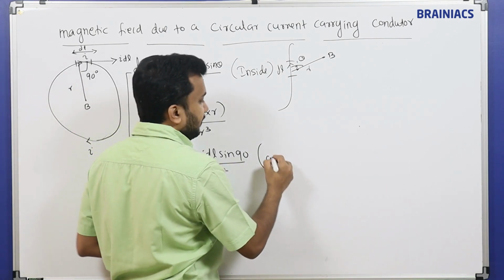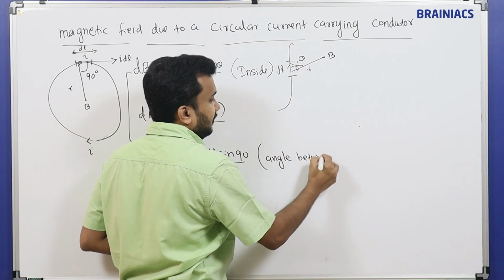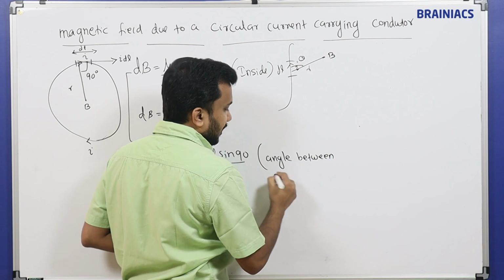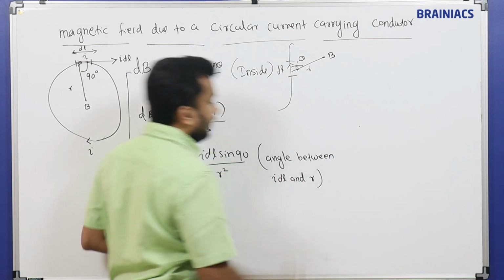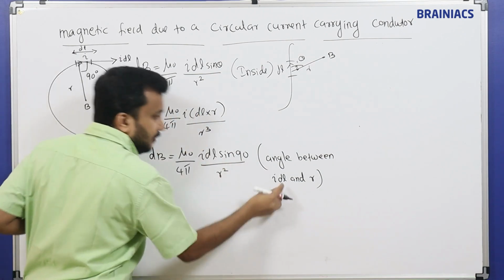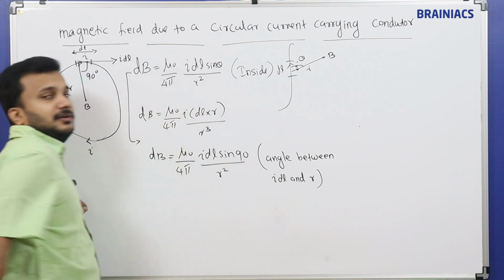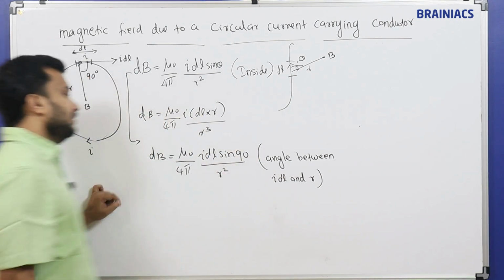Within brackets I can write the angle between Idl and r. Actually, it is between dl and r. Why we call it Idl is because I gives the direction for dl. That is what together is called Idl. Vector form is like this.